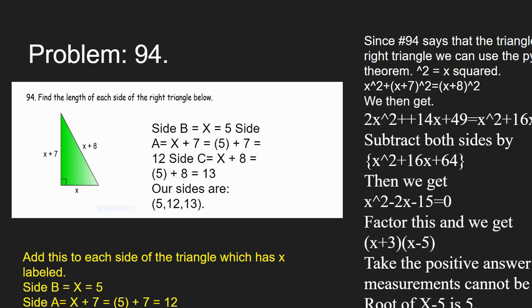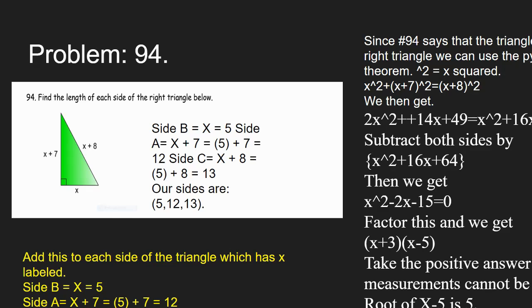Now just factor this and we get (x + 3)(x - 5). Take the root of this, which is 5. The answer cannot be negative, as measurements cannot be negative. There's no such thing as negative inches or negative centimeters. So with that in mind, we just simply have to plug x back into the original expressions for each side.